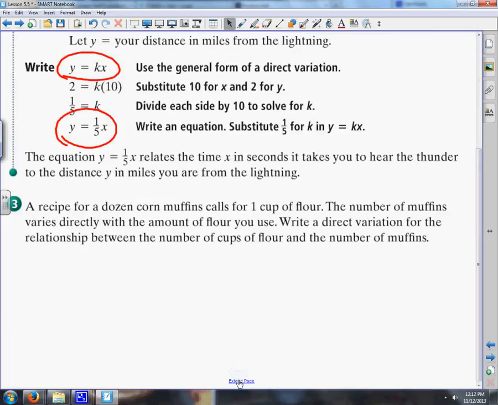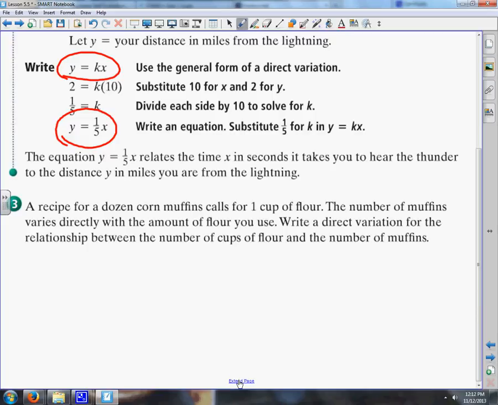try this problem. A recipe for a dozen corn muffins calls for 1 cup of flour. The number of muffins varies directly with the amount of flour you use. Write a direct variation for the relationship between the number of cups of flour and the number of muffins. So try that problem.